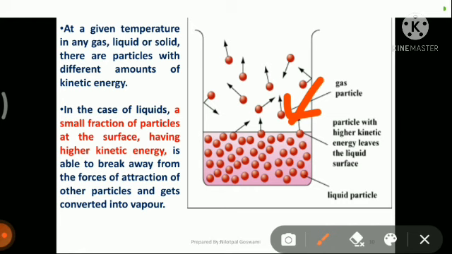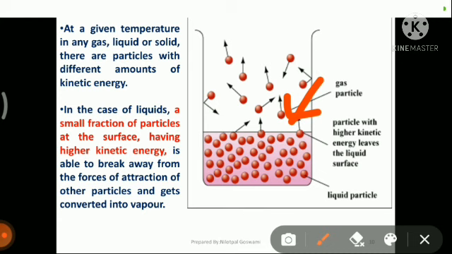When they break the force of attraction, they are free to move. When the particles are free to move, they can easily move away from their definite arrangement, and the spaces between them will increase. As the spaces between the particles of the liquid increase, slowly the liquid will change into the gaseous state. So the particles at the surface, since they have higher kinetic energy, can easily break their force of attraction and change into the gaseous state.